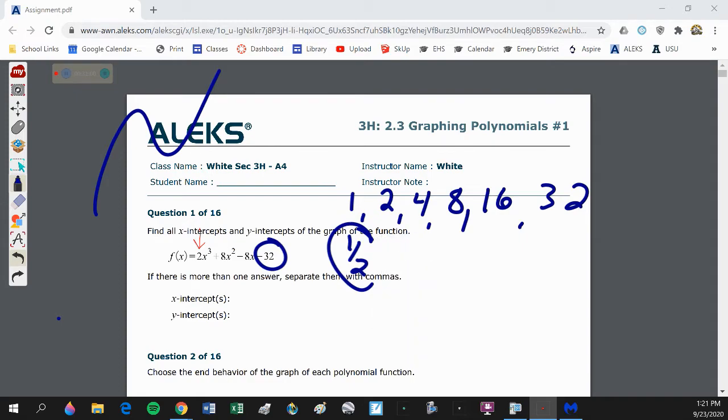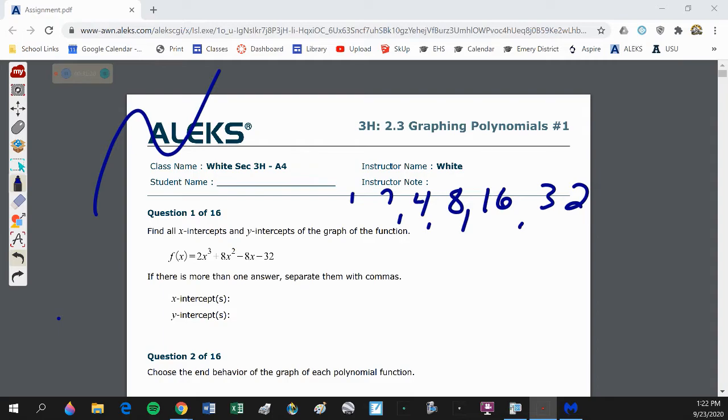Okay, so which one do you think is the answer? Well, let's try 1. 1 is always the easiest. So look at that equation. If you add those numbers together, the coefficients, do you get 0? So if we do 2 plus 8 minus 32, do we get 0? No, so 1 didn't work. Okay, so pick a different one. 2.